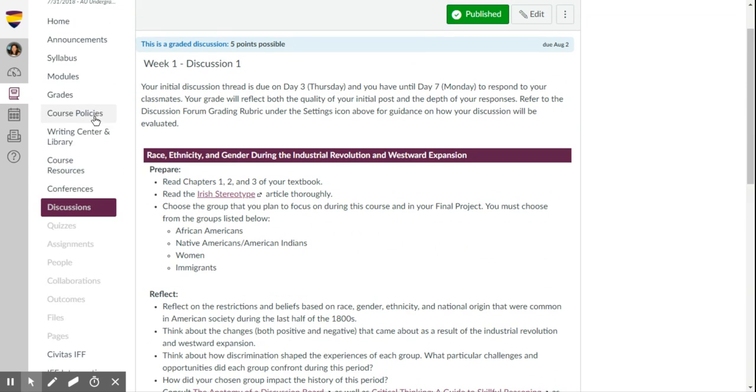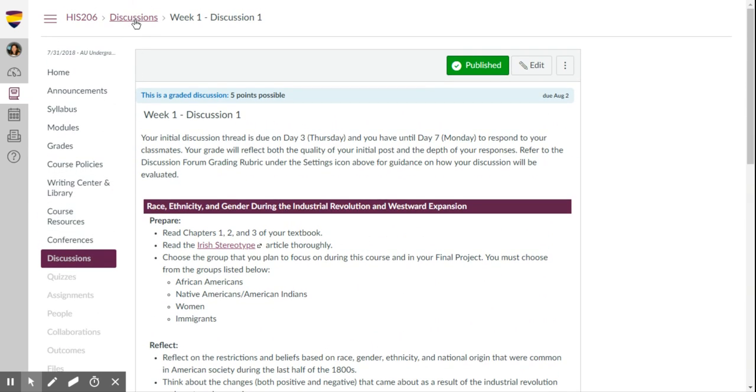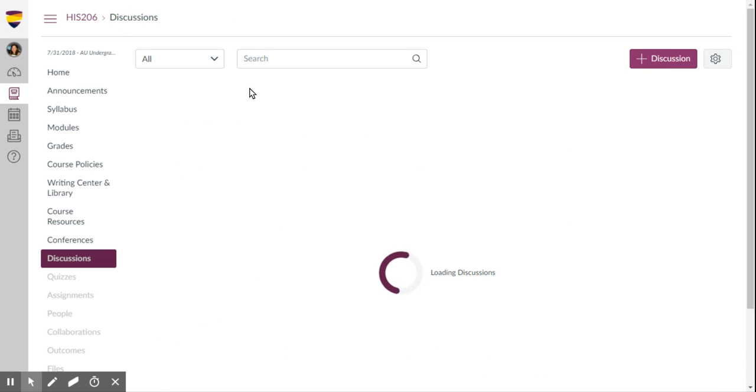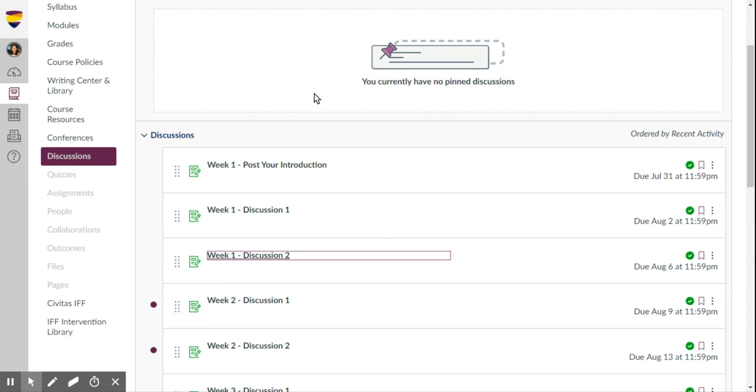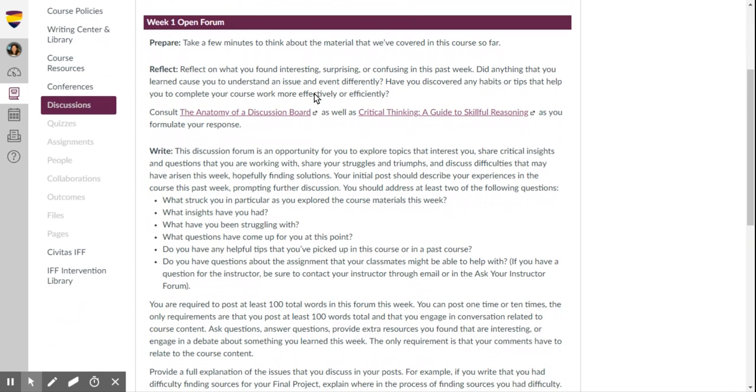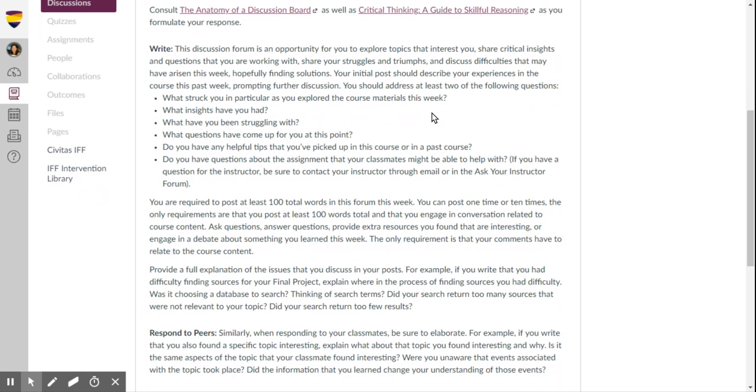In discussion 2, this really gives you a chance to reflect on the week. It's called an open forum, and basically you just need to write 100 words, and you're going to reflect on things like what you've learned, what questions you might have, things that you're struggling with, and that could be content because some of this content is triggering or upsetting to people. And then any helpful hints that you might have for classmates.